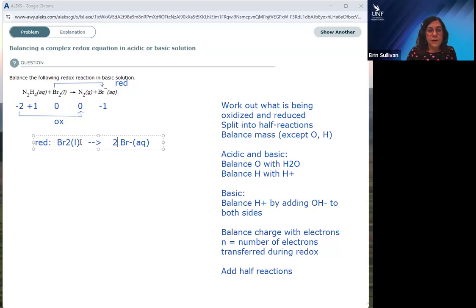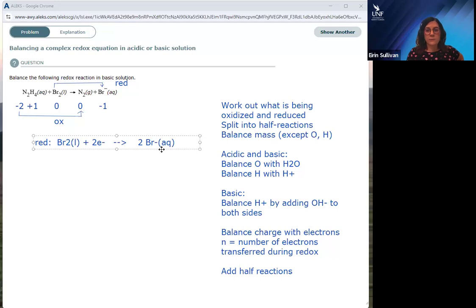The only other thing I would have to do is balance the charge, because my charge is 0 on the left side and -2 on the right-hand side. So I would add 2 electrons to the left-hand side to make that reduction half reaction balanced. Now I have a net charge of -2 on each side of the arrow, so I can put a pin in that and leave that alone.